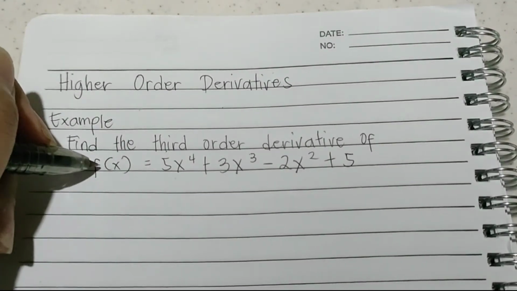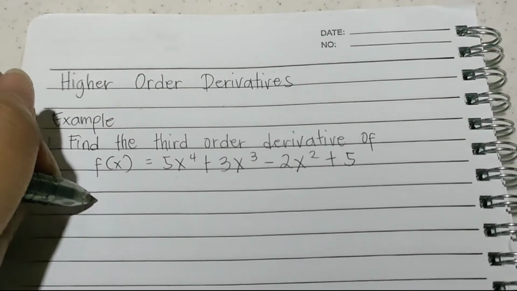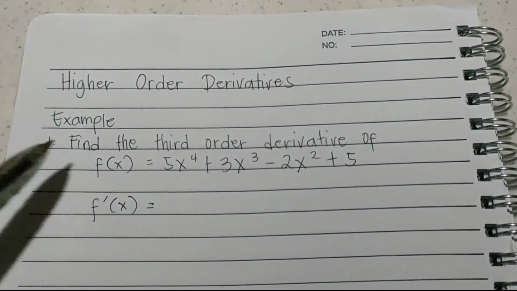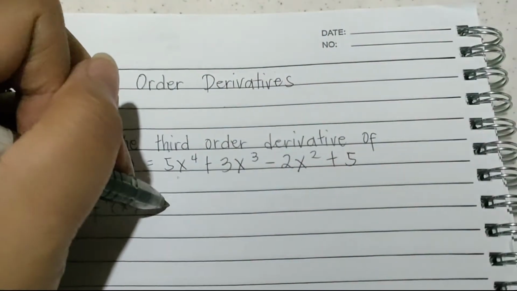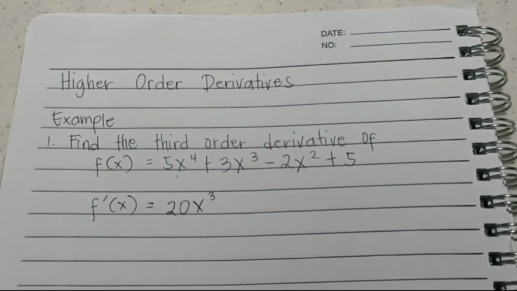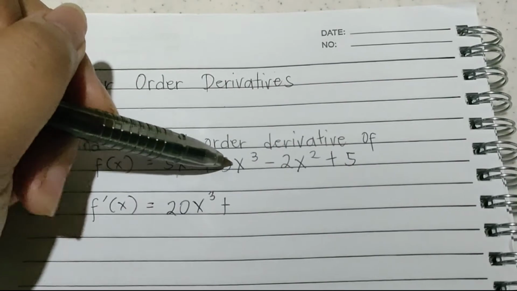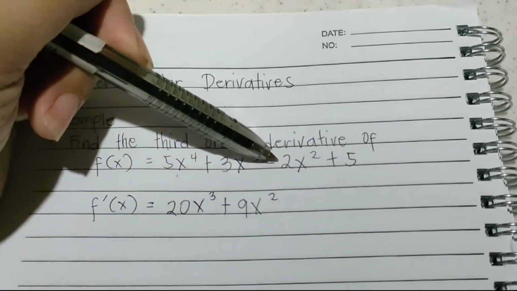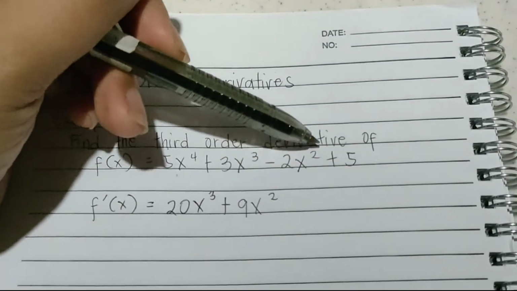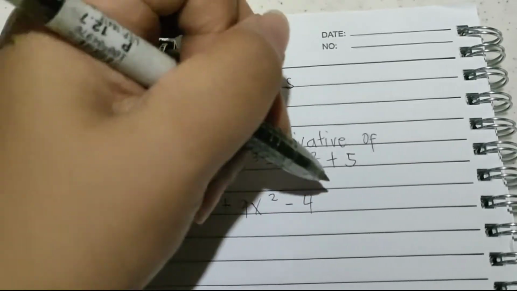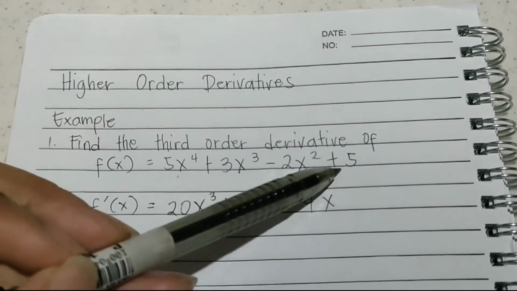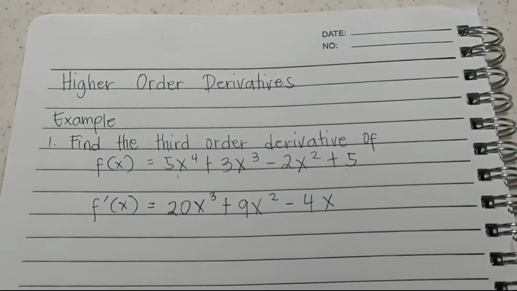So, f of x, so first order derivative, ito yung first order. So, f prime of x. So, kunin natin yung derivative ni 5x raised to 4. So, we have 20x raised to 3 plus 3x cubed. Ang derivative ay 9x squared. Derivative ni negative 2x squared, or minus 2x squared, is minus 4x. 2 times 2 is 4. And then, x na lang. Derivative ni 5 ay 0. So, wala na. So, next natin is the second order derivative.